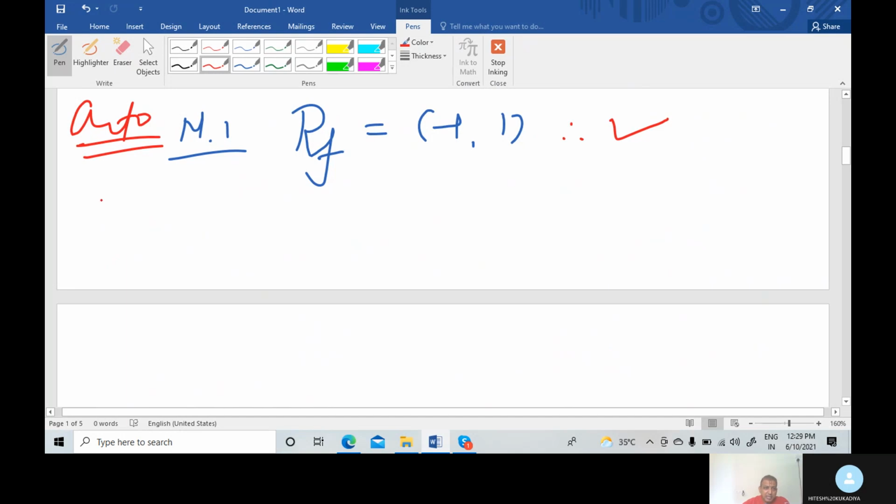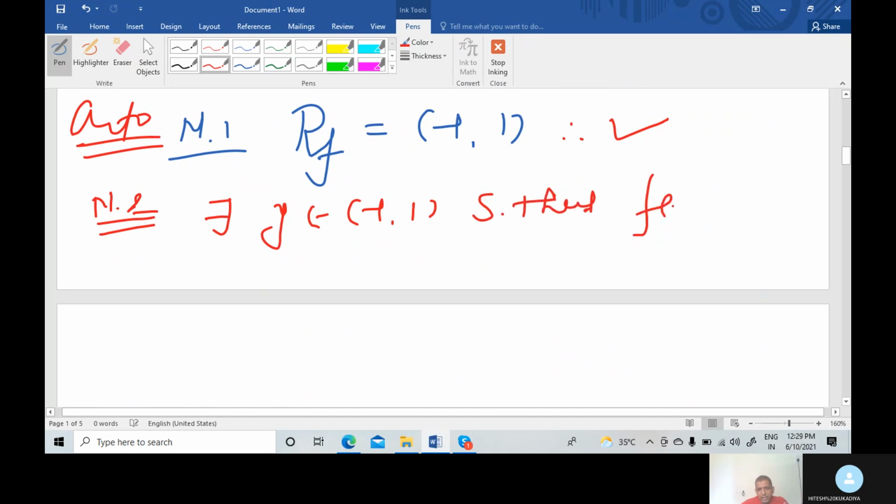But here the second method is very important. Second method is very important. We write the first statement: there exists y belongs to the open interval (-1, 1) such that f(x) equal to y.